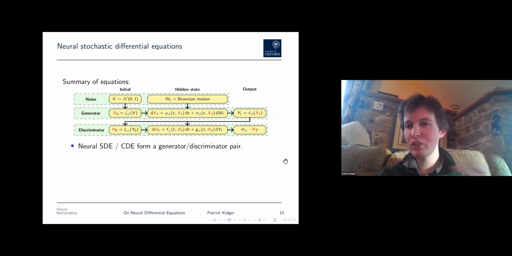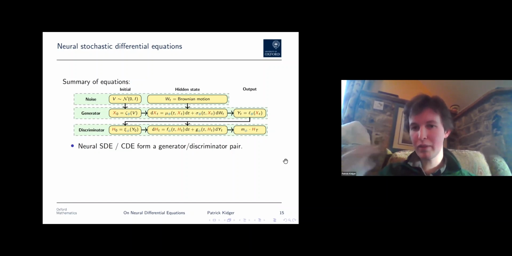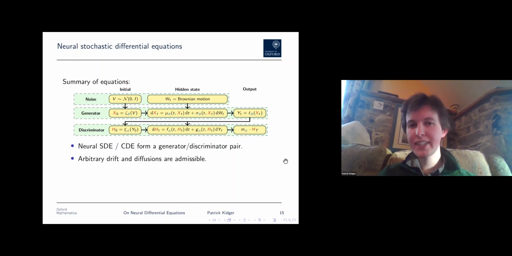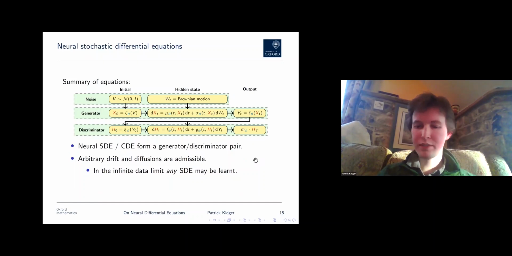So the summary is a neural SDE, as I've introduced them, and a neural CDE, as I told you about them much earlier, collectively form this generator-discriminator pair. And so arbitrary drifts and diffusions are admissible, by which I mean, look at this middle box here. This is the SDE. And I told you, quote unquote, any SDE can now be modeled. Quote unquote, any SDE can be learned. So this is a very, very flexible way of modeling time series.